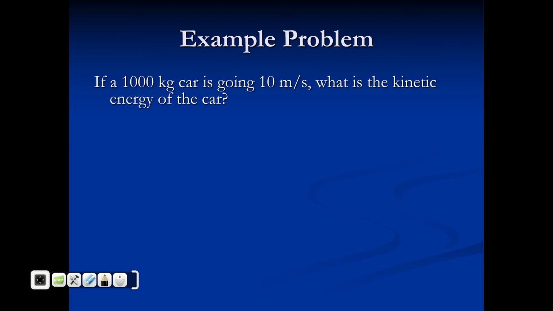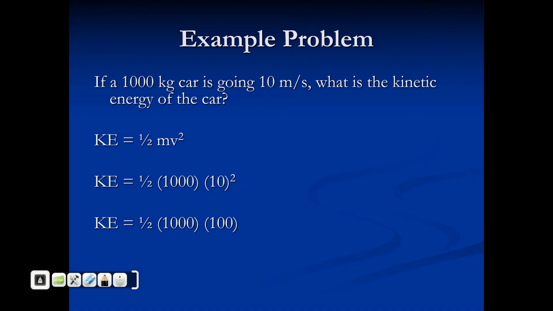If we do a quick problem, we have a 1,000 kilogram car going 10 meters per second. What's the energy of the car? We use the formula 1/2 mv squared. Don't forget about that 1/2. So this would be 1/2 times 1,000 times 10 squared. Only 10 is squared.